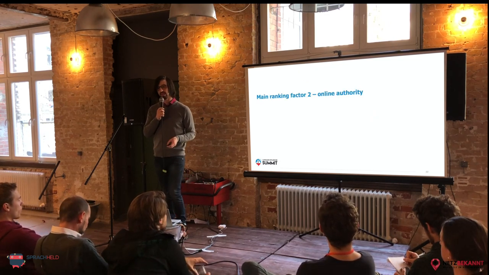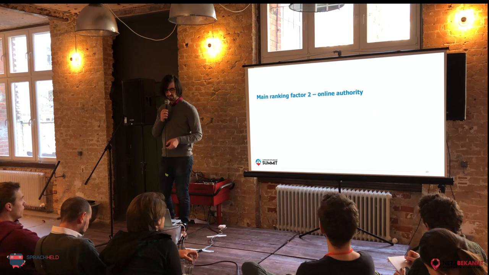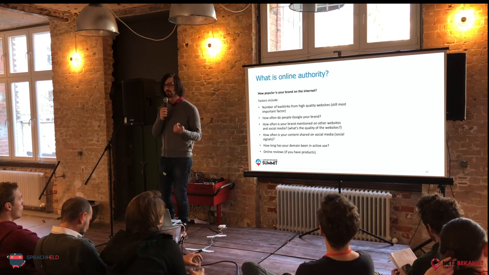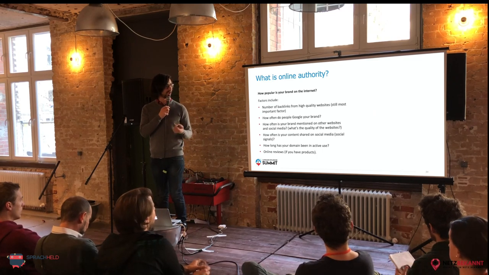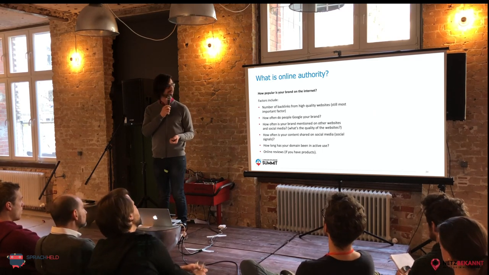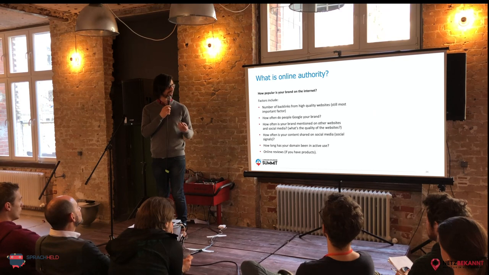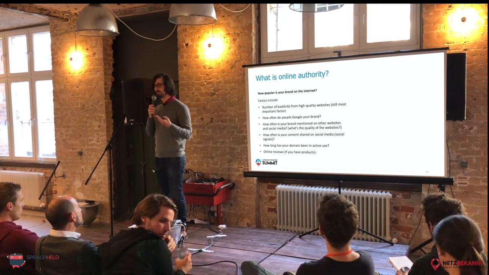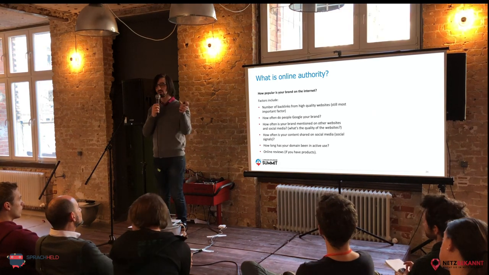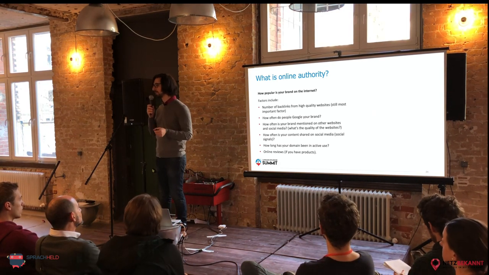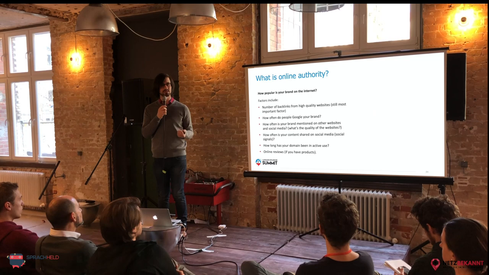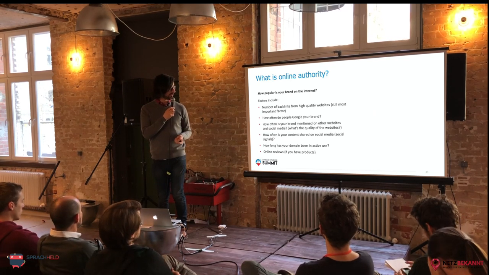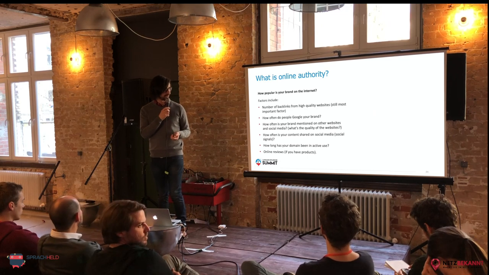So the second main ranking factor is online authority. And what is online authority? It's the number of backlinks that you have. It's how often people Google your brand. It's how often your brand is mentioned on other websites. Backlinks are not always the best metric, but if your brand name is mentioned on many websites, then Google will realize, okay, this is an important brand, and it will improve your authority. And how often is your content shared on social media?